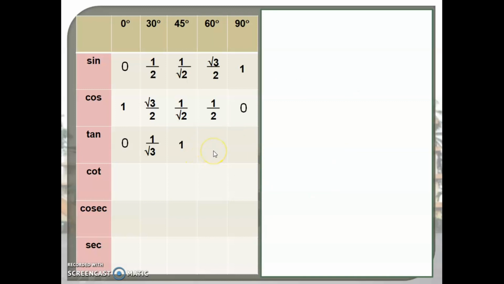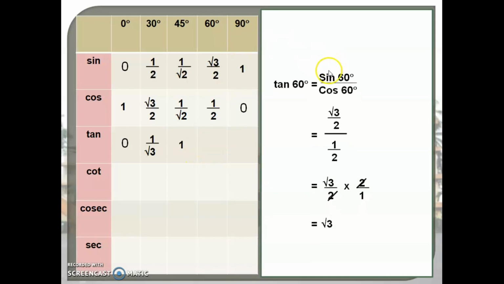Next we will begin with tan 60, which is sine 60 upon cos 60. So from the table we can substitute the values: sine 60 as root 3 upon 2 upon cos 60 as 1 upon 2, that is equal to root 3 upon 2 multiplied by 2 upon 1, that is equal to root 3. So we get the tan 60 value as root 3.